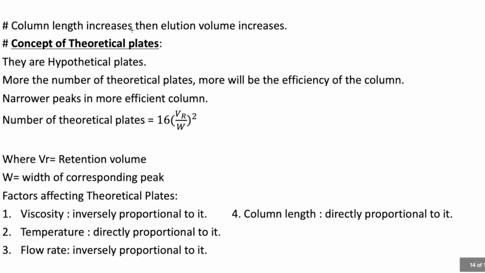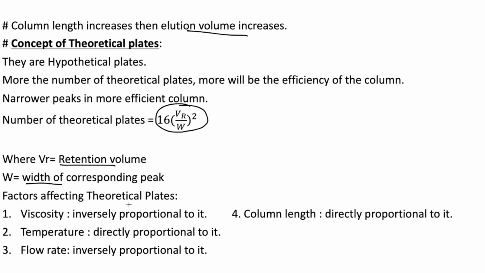Okay, so as the column length increases, the elution volume also increases. The concept of theoretical plates is there, which are hypothetical plates. The more the number of theoretical plates, the more will be the efficiency of the column. A narrower peak means a more efficient column. Number of theoretical plates is equal to 16 (Vr/W)², where Vr is the retention volume and W is the width of the corresponding peak.